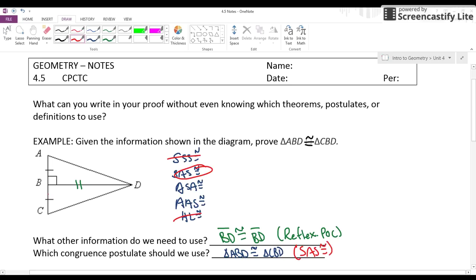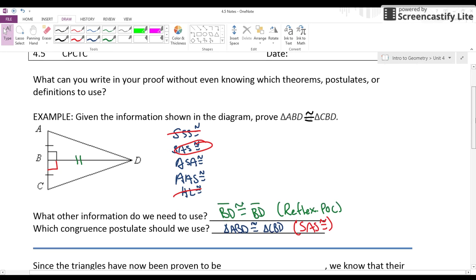We know this is also a right angle because it's a linear pair, right? We know all right angles are congruent. Then I have the side AB and the side CB and the side BD, right? And the included angle, the right angles. So just a quick review. Hopefully you guys saw that SAS would work here.